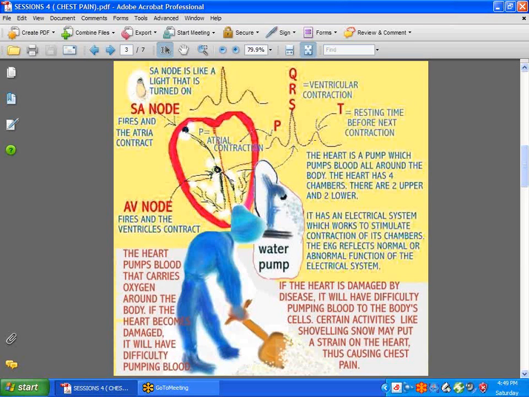Let's go back. When the SA node fires and the atria contract, we have what is called a P wave. Then the ventricle contracts because the AV node fires, and we have what is called a QRS. And then there's a short resting time for the heart, the T wave, and the cycle starts all over again.